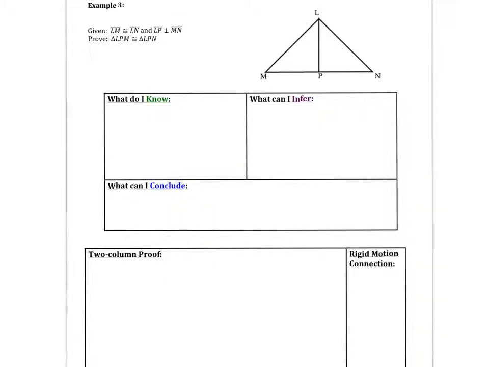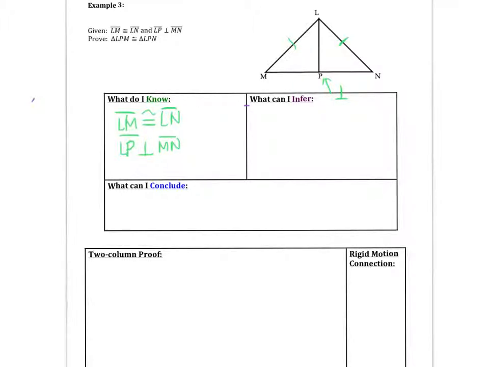Alright, so when I look at example 3, I see that it's given that LM is congruent to LN. So I'm going to mark those congruent. And I know that LP is perpendicular to MN, so I'm just going to write right here that those are perpendicular. Alright, so what can I infer using that information?